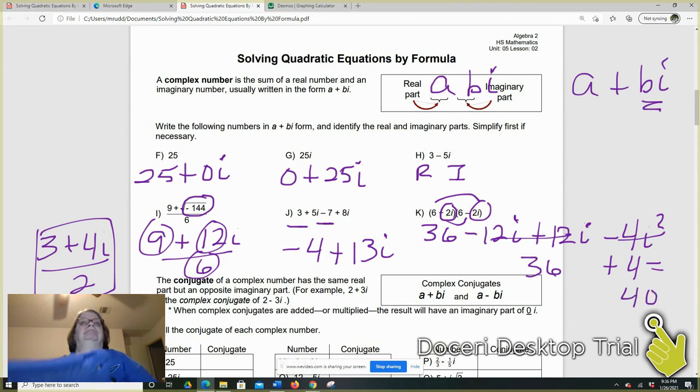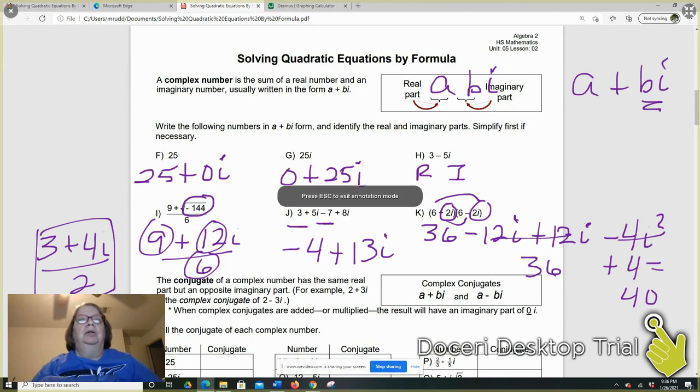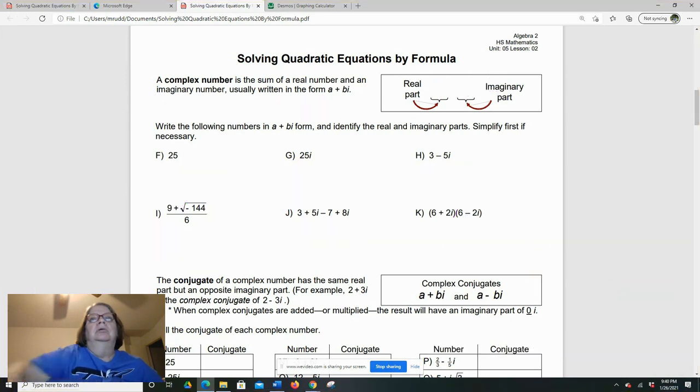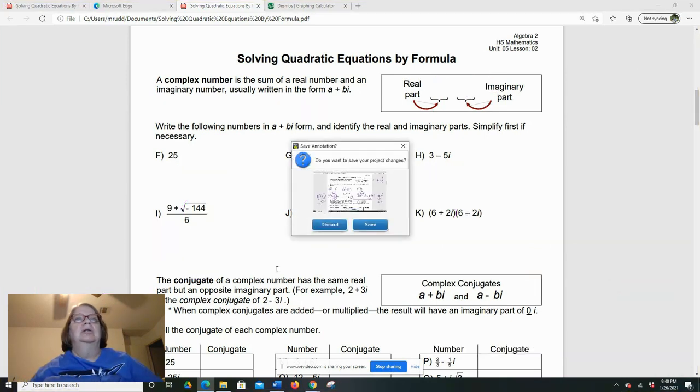Okay. All right, that's more with simplifying with the imaginary number. Okay. A review again of what we did yesterday.